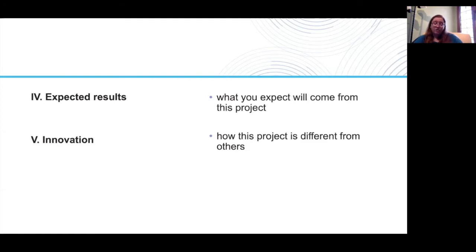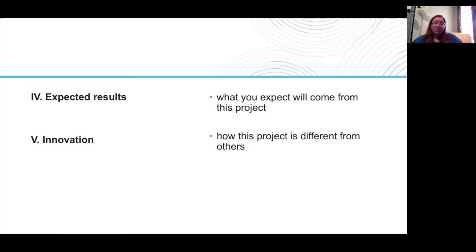The next section is going to be your expected results. So this is where you get to explain what you hope will come from your project and what you expect to find. Now, even if this turns out not to be the case, if you find some different results or things don't quite work out, that is okay. This is just the first part of the application process, so don't worry too much about this one yet.